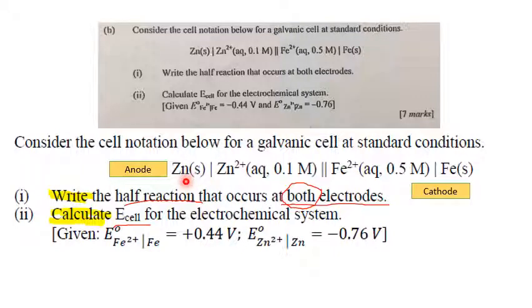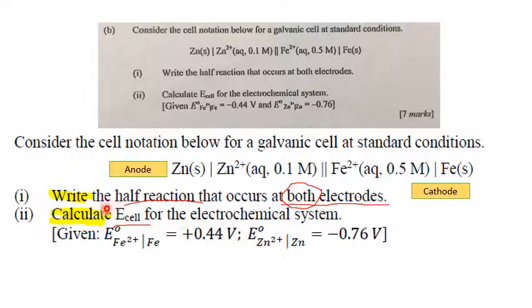When a cell notation is given, the early part is anode, and then followed by cathode. So the phase division, okay, and then here the salt bridge. The question asks you to write the half reaction that occurs at both electrodes, meaning the anode and cathode. This is a simple question. Okay, number 2, calculate E cell for the electrochemical system.